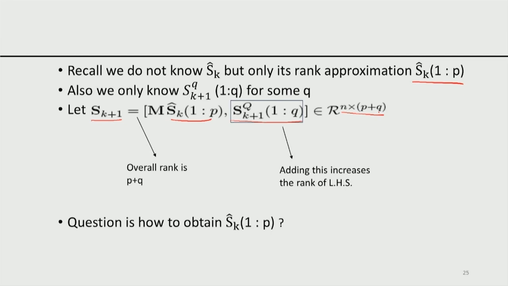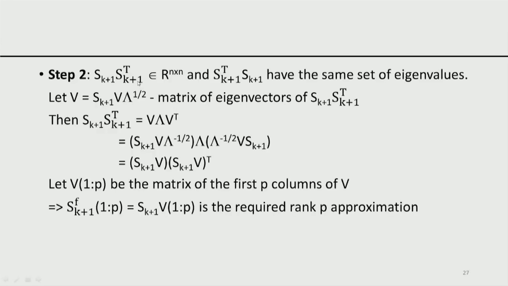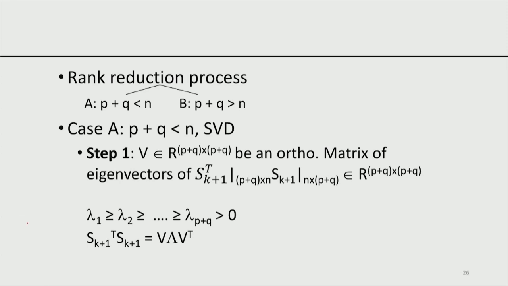So how do you reduce a matrix of size n by n plus p to an n by p matrix? That is what is called the reduction. This is what is called the rank reduction process. The rank reduction process depends on whether p plus q is less than n or p plus q is greater than n. p is the rank of the analysis covariance matrix, q is the rank of the square root of the process noise. p and q are two integers, so p plus q could be less than n or greater than n.